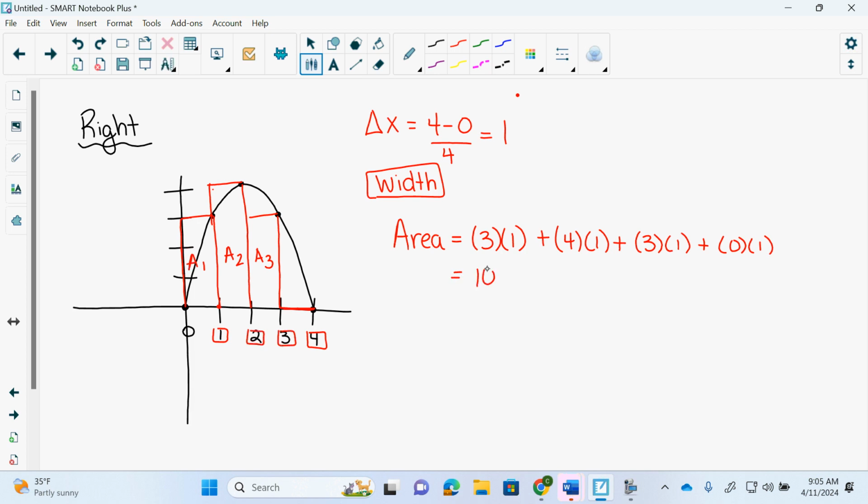Which is 10. Weird. Are the left and rights always going to be the same? No. I told you this one's unique because I made it what? Symmetrical. So left and rights would be the same. Okay, so they said left bound, not so good. Right bound, not so good. Still above too much or sometimes too little, right? It depends on what the curve is.